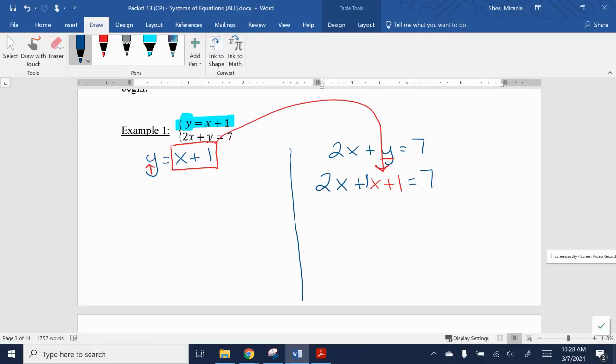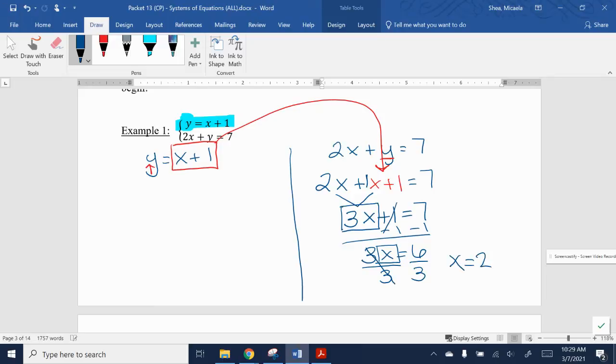2x, this is technically a 1x, so 2x plus 1x, combining like terms, I get 3x plus 1 equals 7. We're going to solve equations just like we did back in September. Go back in your little time machine. We're going to say we need to get that variable by itself. First, I'm going to subtract the 1 to get 3x equals 6. And then to get x completely isolated, we're going to divide both sides by 3. When I've completed that, I end up with x equals 2.